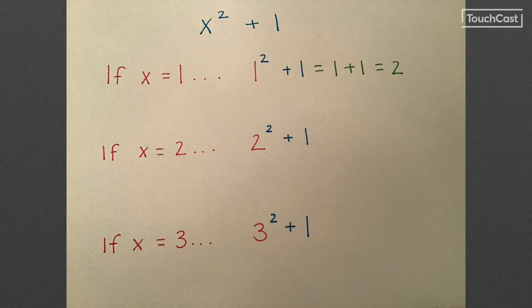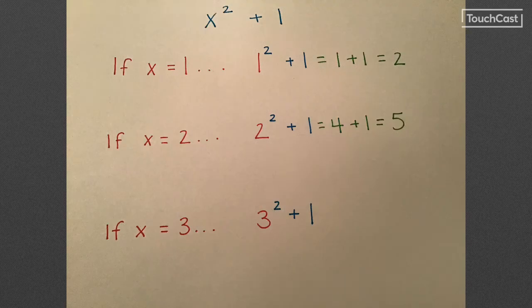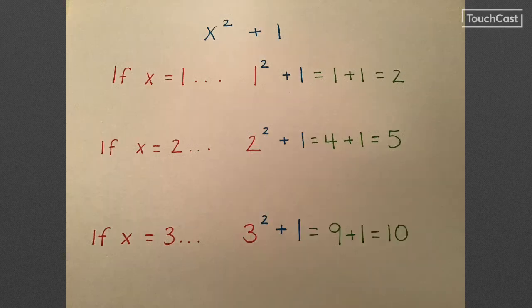Starting with 1 squared plus 1, 1 squared, which is 1 times 1, equals 1, plus 1 equals 2. Hopefully everyone got 2. Now let's solve for 2 squared plus 1. 2 squared is the same as 2 times 2, which is 4, plus 1 equals 5. And our final equation, 3 squared plus 1. 3 squared is the same as 3 times 3, which is 9, plus 1 equals 10.